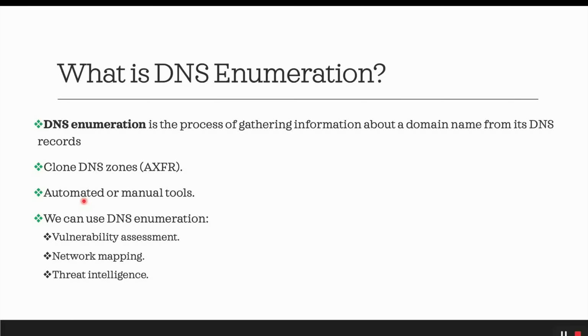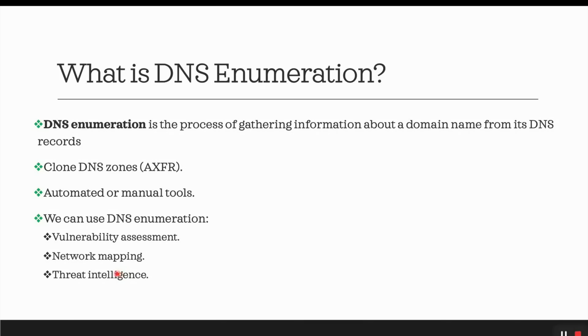Now, also, DNS enumeration can be performed manually or using automated tools, that's also one option. Okay, and also we could use the DNS enumeration for vulnerability assessment, like DNS enumeration can be used to identify potential attack vectors, such as vulnerable DNS zones that can be exploited to gain unauthorized access to a network.